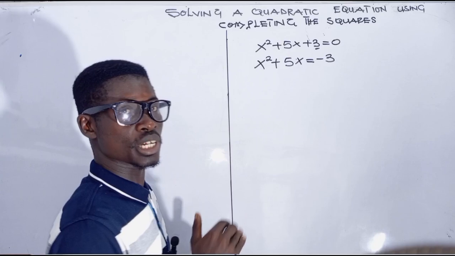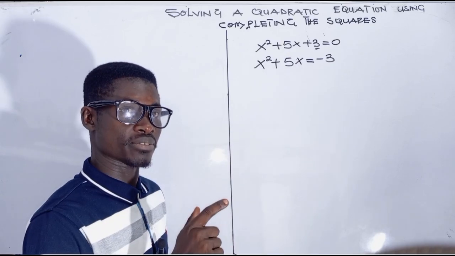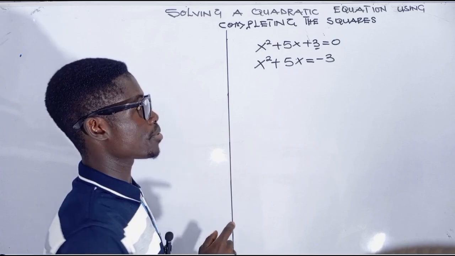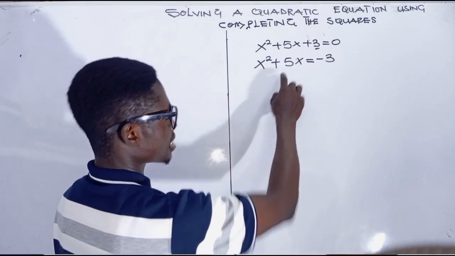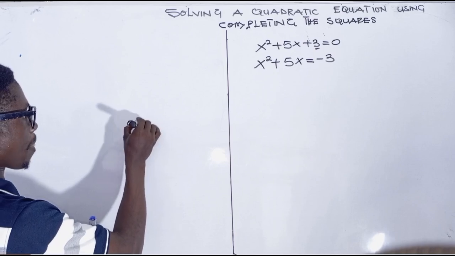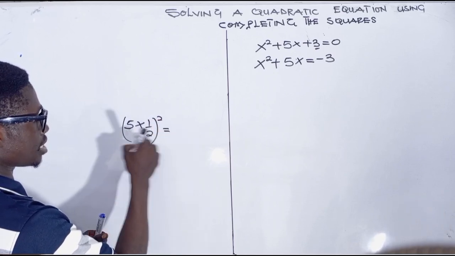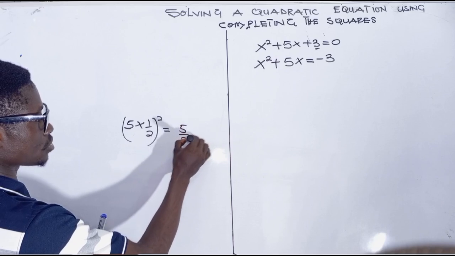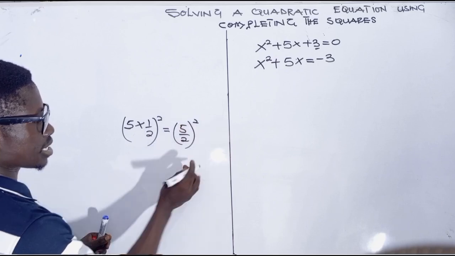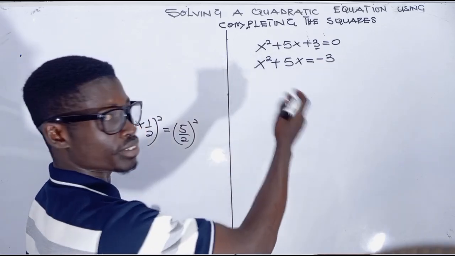Then we move on to the coefficient of x. The coefficient of x is 5. So in completing the square, we are going to multiply the coefficient of x by half and then we square it. So we have 5 multiplied by half and then we square it. This is going to give us 5 over 2 all squared. Now once we get this, we are going to add this to both sides of the equal sign.